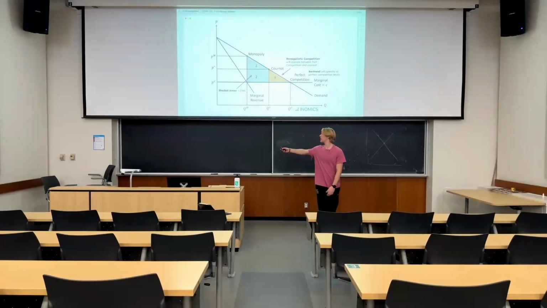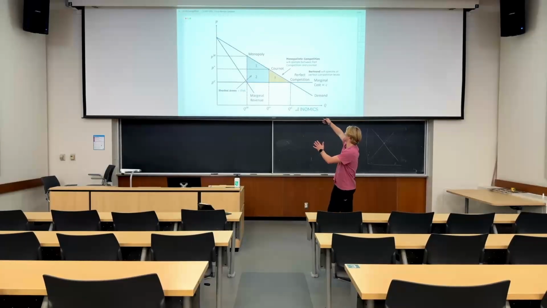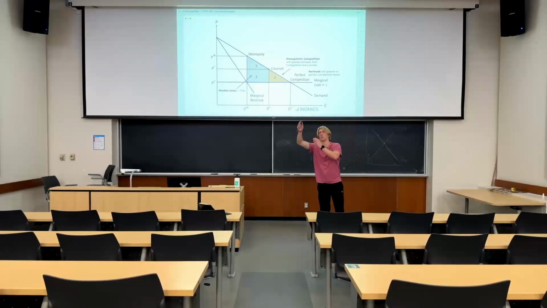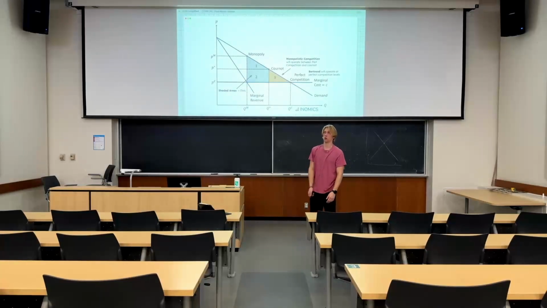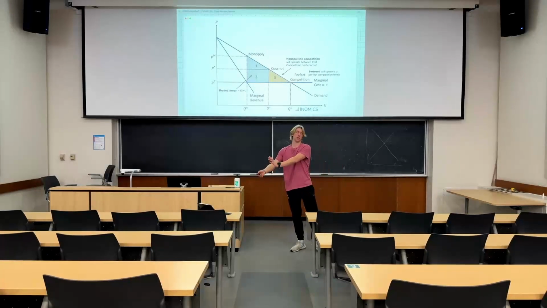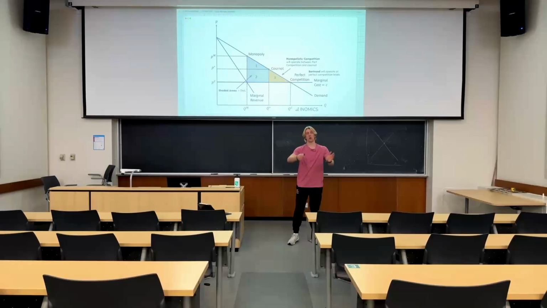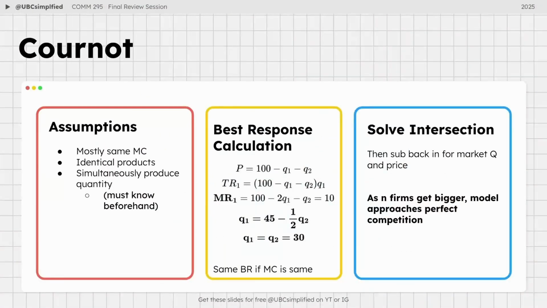Looking at the graph, we see the difference between monopoly, up there with a lower quantity, and then as we go down between the models, we get more and more quantity, until the perfect competition quantity, which is all the way on the other side. Okay, so that's cartels. Now we go to Cournot.